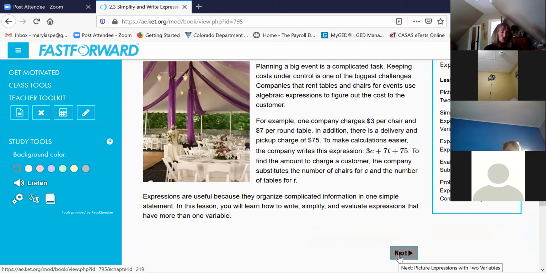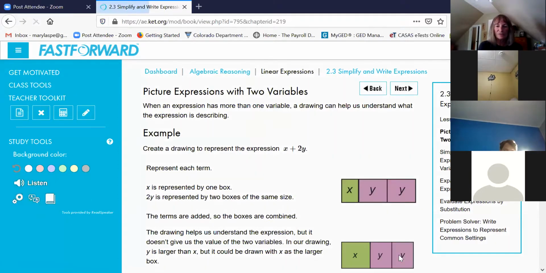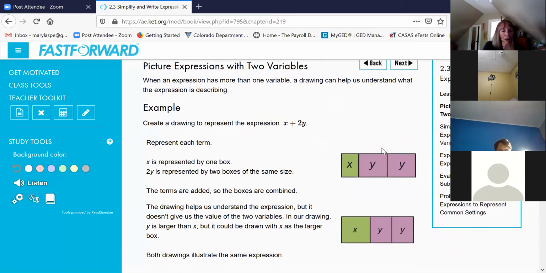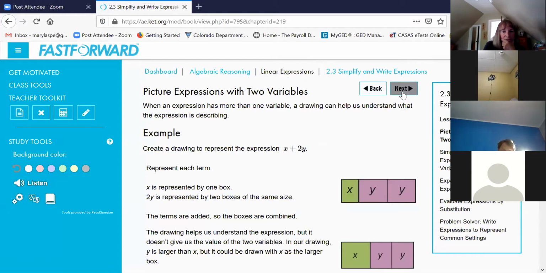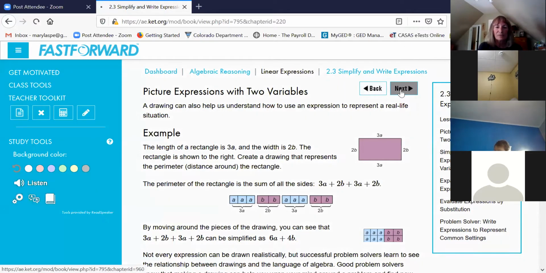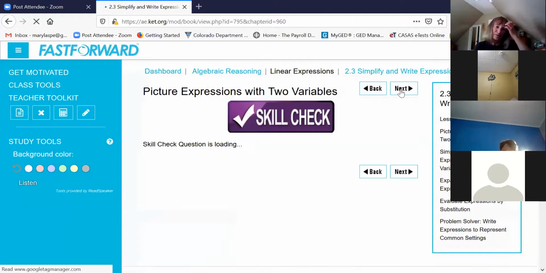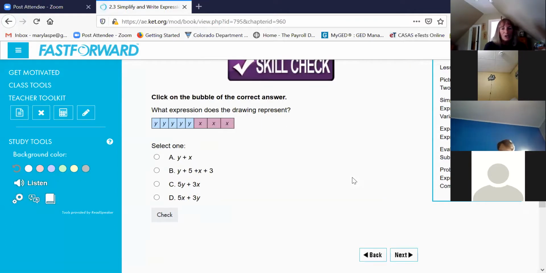When I'm showing you things in these lessons, it's not meant to replace spending time to read about it if you need to. I've already read this stuff, so it's easy for me to skip over it. I'm looking for some examples here. And here we go. Which expression does this drawing represent?